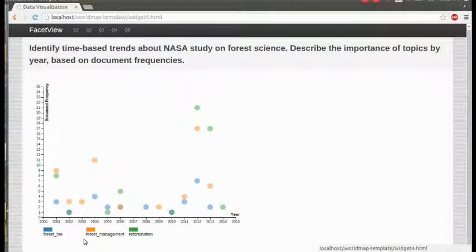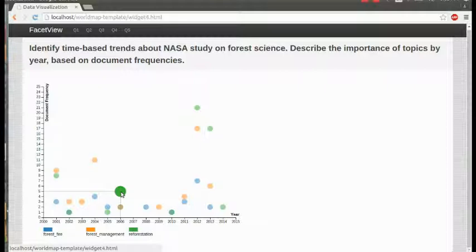The three areas of forest science that we have identified are forest fires, represented by blue, forest management, represented by orange, and reforestation, represented by green. The points are plotted such that the x-axis represents the year and the y-axis represents the document frequency.